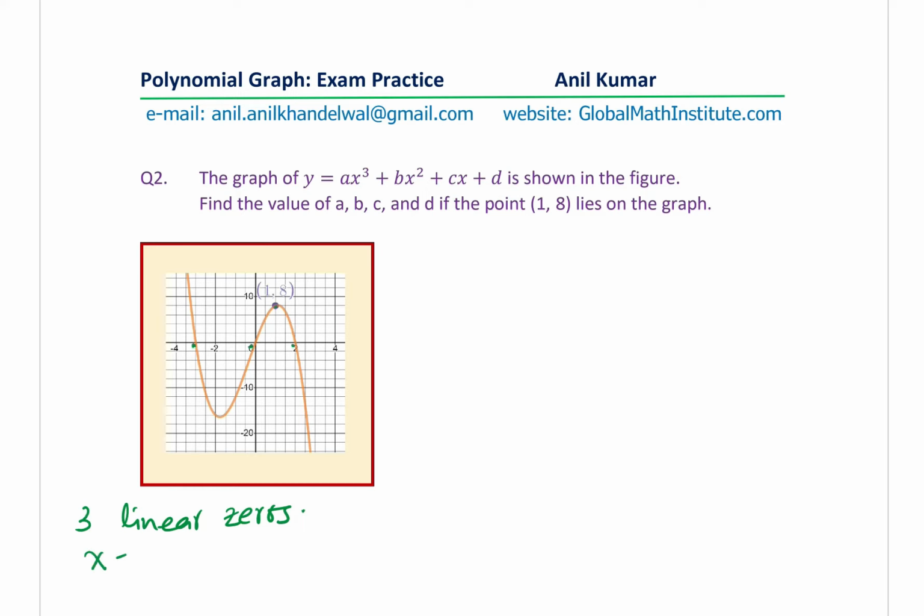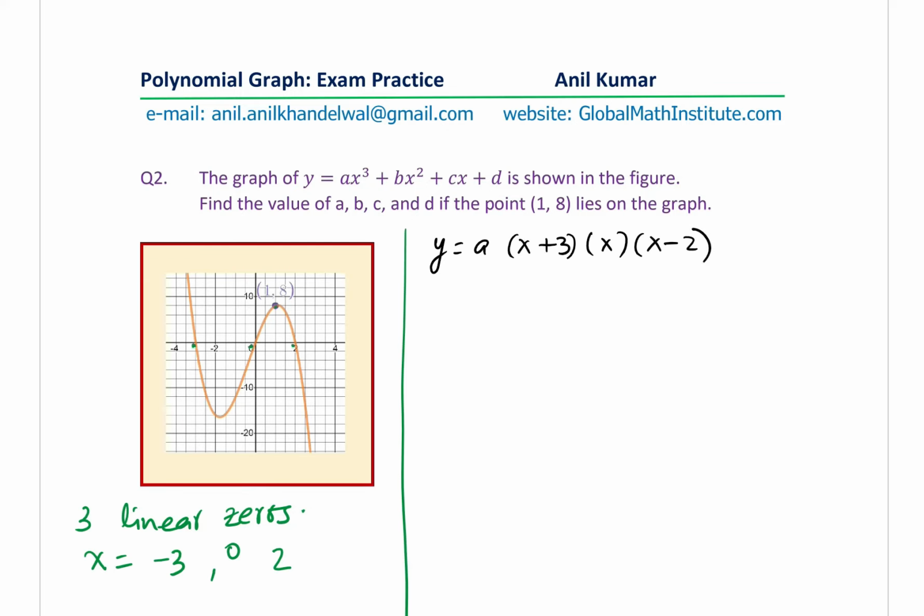Now these are at x equals, this point here is what? So the point here is minus 3, and this is 0, and then 2. So these are the three zeros for us. So based on these zeros, we can write down the equation as y equals a times (x plus 3) times x times (x minus 2). Now to find the value of a, we could use this particular point.